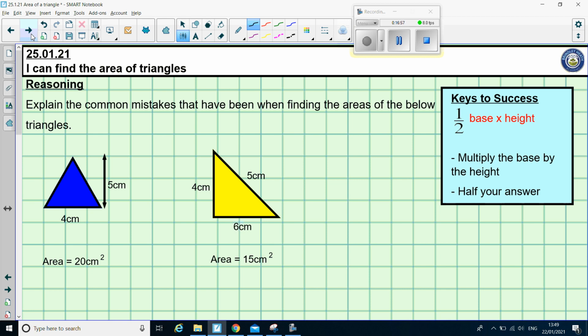So the blue triangle, the person has said the area is 20 centimetres squared. The yellow triangle, this person has said that the area is 15 centimetres squared. Okay, what I want you to do is spot the mistake that the person has made and explain why that is a mistake, why that's not the right thing to do. So if you haven't already, pause the video now and have a go at those questions. Write the answers in your book.